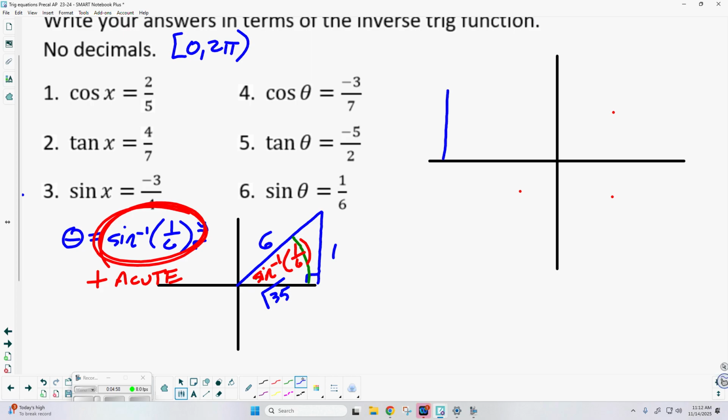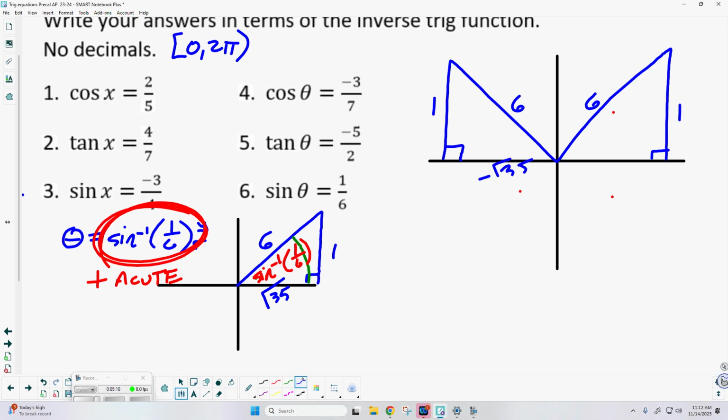Okay, so 1 and 2, I'm going to go ahead and draw my 2 identical triangles here. In fact, it's the same lengths. We have a hypotenuse of 6, heights of 1, and then the base of a negative root 35. Root 35 on that one. Now, these two reference angles that we're looking for, again, it's this angle here. We don't know what the angle is, and that's okay. We don't have to know. So this is sine inverse of 1/6, and this angle is sine inverse of 1/6.